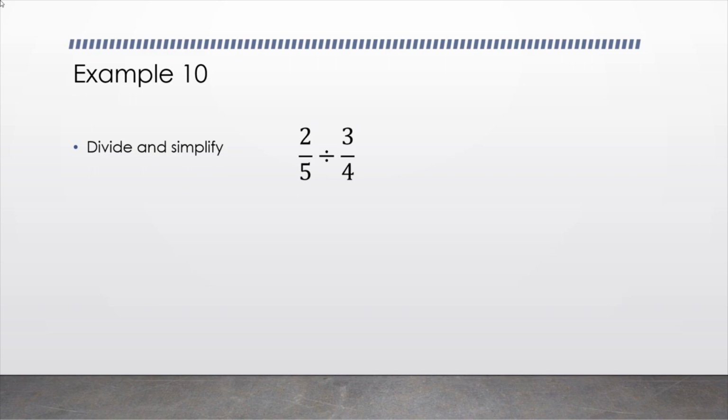So let's look at example number 10. The first thing that you want to do is keep it, change it, flip it. KCF. I would write that right underneath, like what I did. And then keep it, so 2/5 stays the same. Change it, division changes to multiplication, and then you flip it, so 3/4 becomes 4/3. Looks like you can't simplify it, so you just multiply across. So 2 times 4 is 8, 5 times 3 is 15, and you can't simplify that, so you're done.